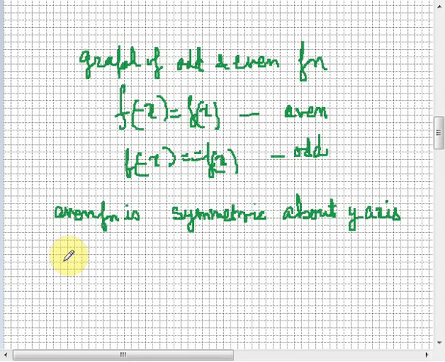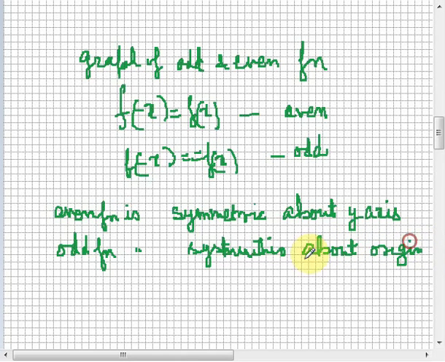And an odd function is symmetric about the origin. That is, suppose a graph is given, first take the mirror image along the y-axis, then the mirror image along the x-axis. So this whole graph is symmetric about the origin.